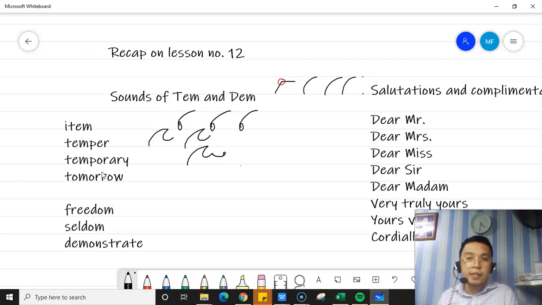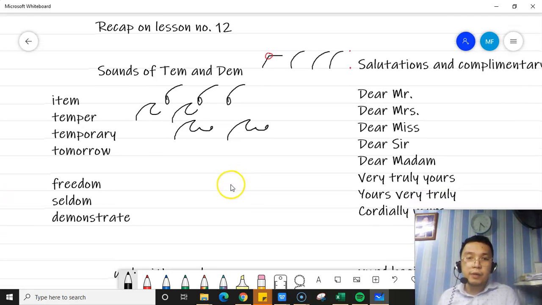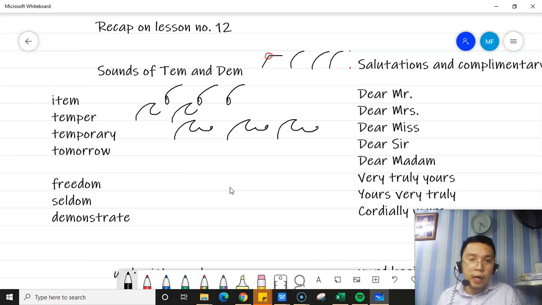Let me write it again. PR, then R, and then E symbol. Let me correct it, class. Medyo malaki yung E ko eh. P, R, RE, temporary. Tomorrow, of course, we have the O, R, and O symbol. Let me have it again. Tem, O, R, and O, tomorrow.